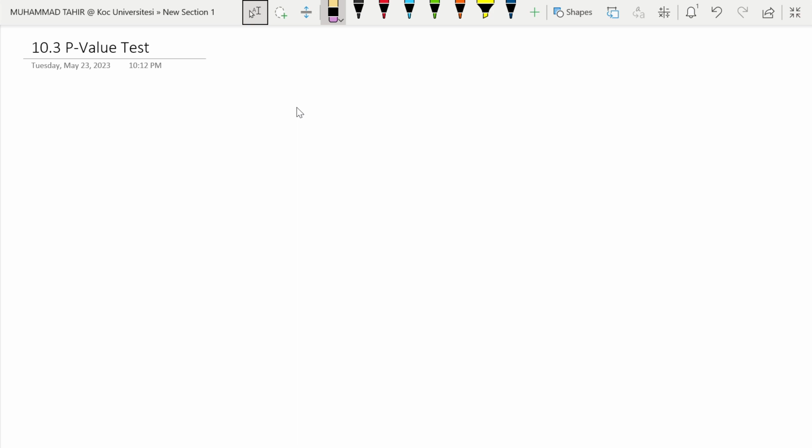Hello everyone. So we were talking about chapter 10. In chapter 10, we are discussing hypothesis testing. In the last few tutorials, we talked initially about how to calculate different types of error, type 1 and type 2, and then in the last tutorial we talked about how to perform z-test and t-test.